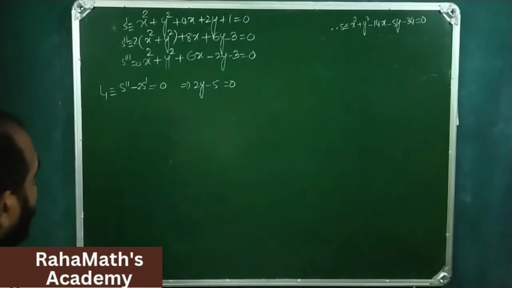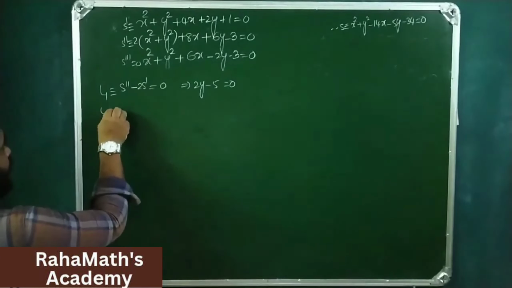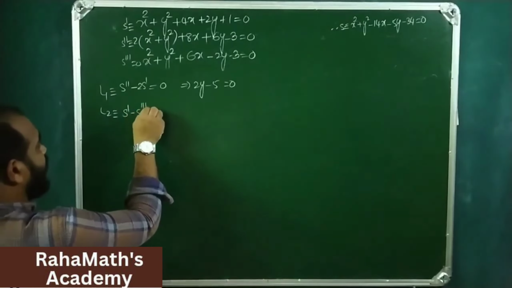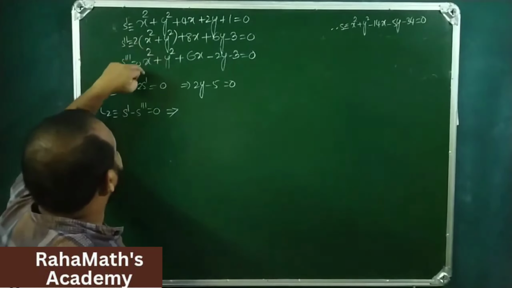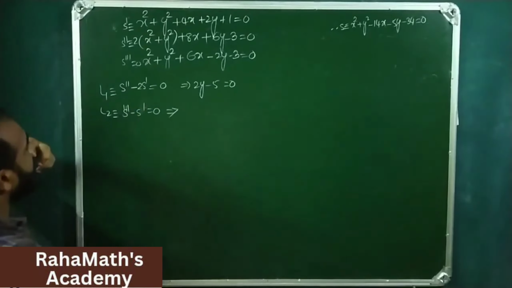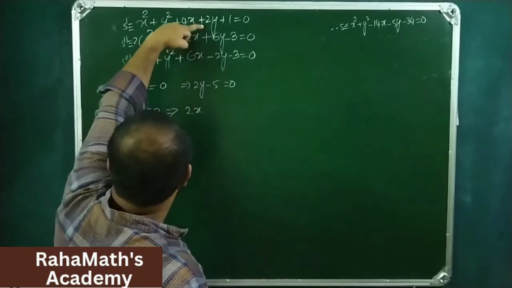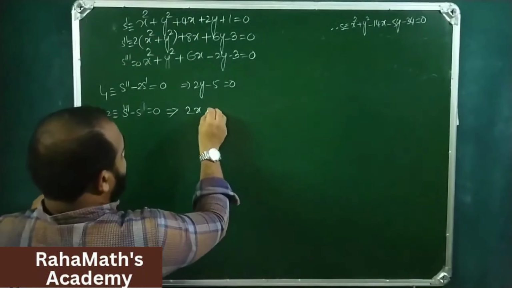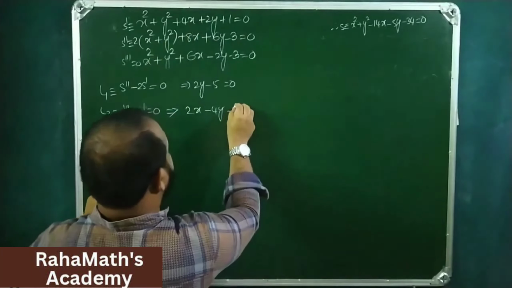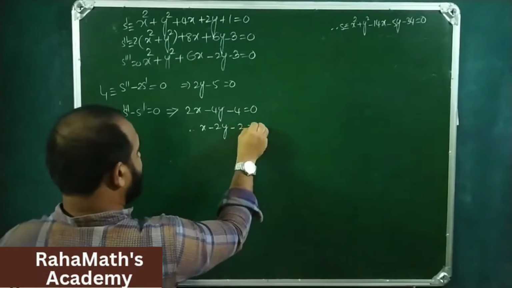Then we get 2y minus 5 equals to 0 as one equation, and L2 is equals to S dash minus S triple dash equals to 0. I will take x square, y square gets cancelled. Otherwise, S triple dash minus S dash I'll do. So 6x minus 4x is 2x. Minus 2y minus 2y, minus 4y, minus 3 minus 1, minus 4 equals to 0. Therefore, this is x minus 2y minus 2 equals to 0.